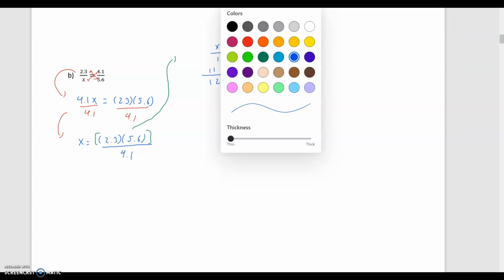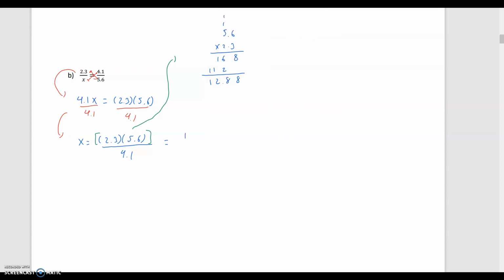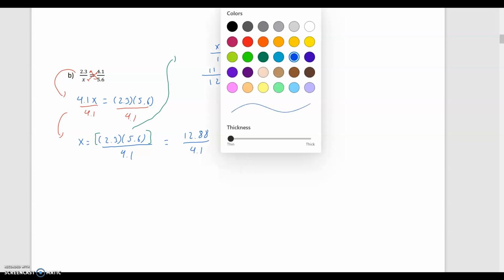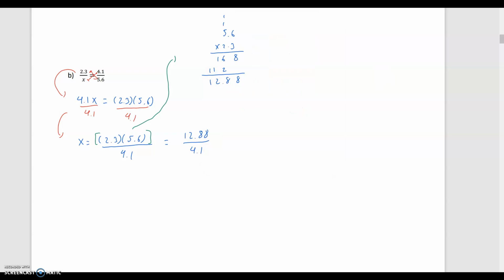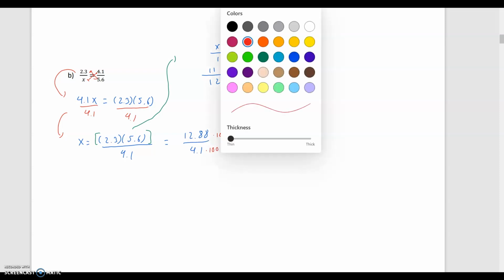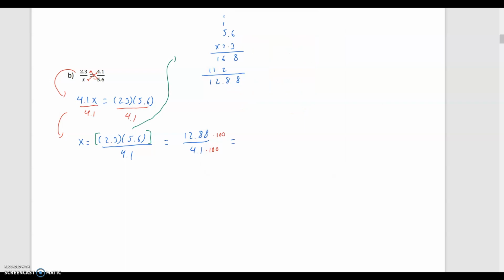So let me rewrite it. This is going to be 12.88 divided by 4.1. Okay, so let me just double check the multiplication, but we're good up to here. At this point, let me express this as an actual fraction. So I'm going to multiply by 100 to move the decimal place 2 places, and then also the denominator by 100. And this is going to give us 1288 divided by 410.